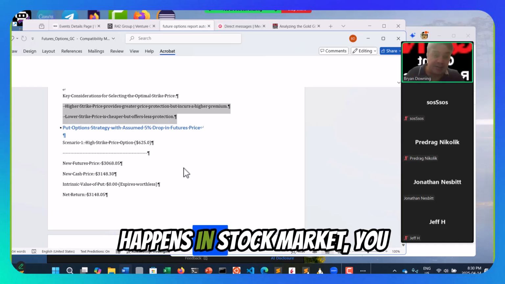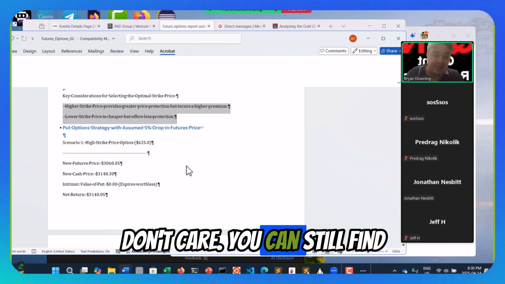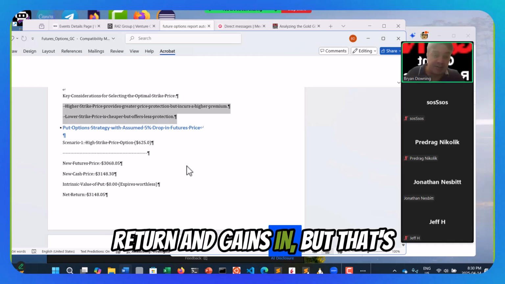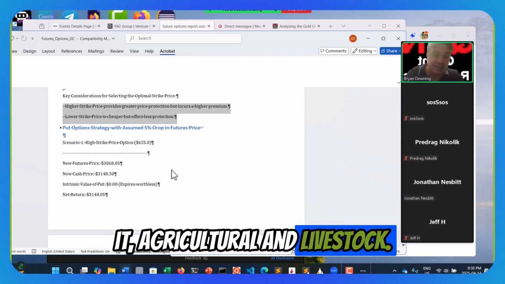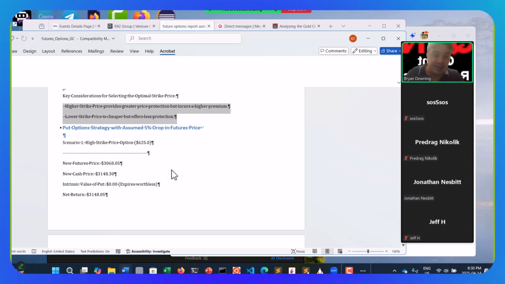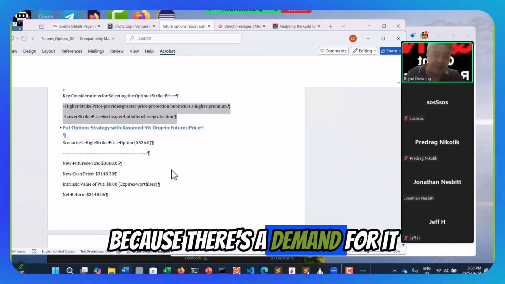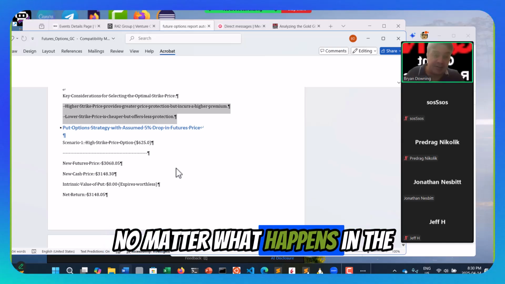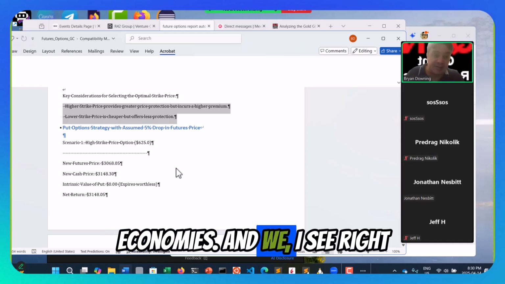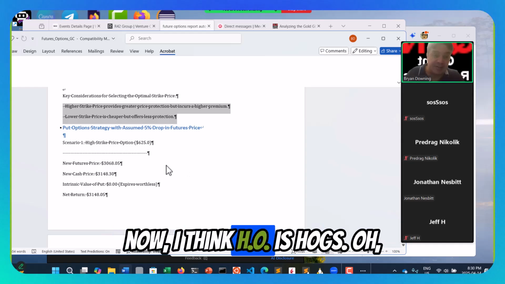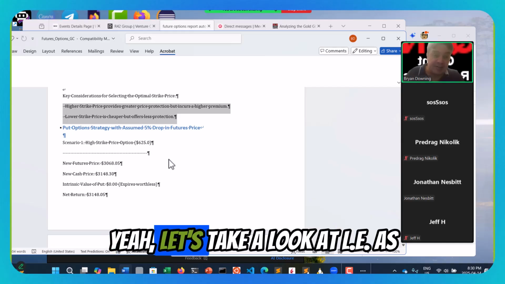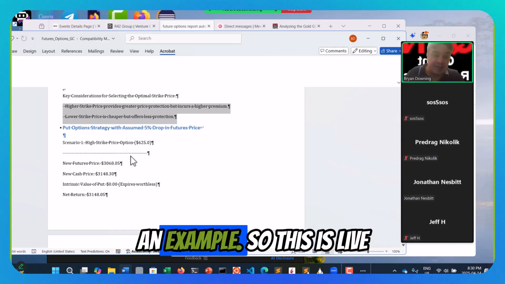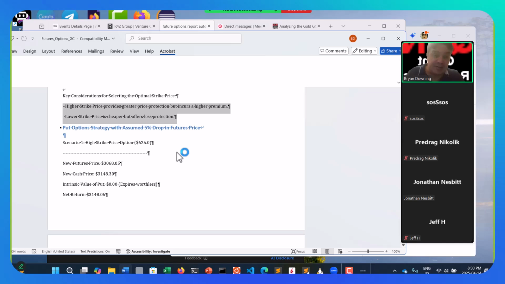So whatever happens in the stock market, you don't care. You can still find returns and gains in agricultural and livestock, because there's a demand for it no matter what happens in the economy. The way I see right now, I think HO is hogs. Let's take a look at LE as an example. So this is live cattle.